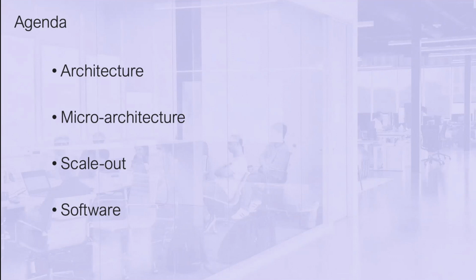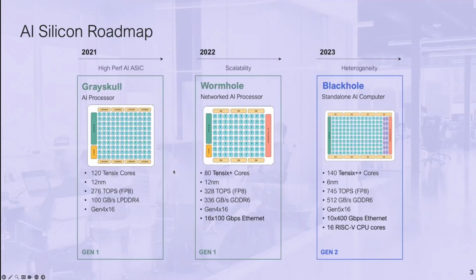All right, so the AI silicon roadmap here. We're going to go back in time, to 2021. We had our Grayscale processor, which is actually on this T-shirt too. I was just mentioning to Andrew that I have my Blackhole T-shirt in the wash, so I'm wearing that instead. But yeah, in 2021 we had our Grayscale processor.